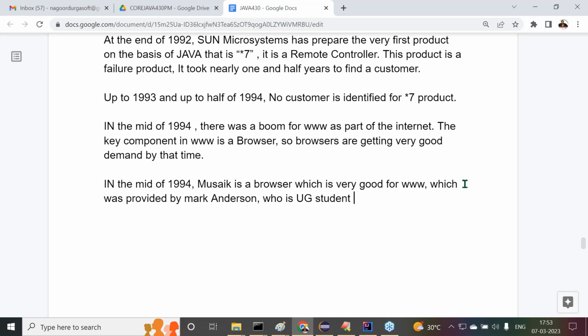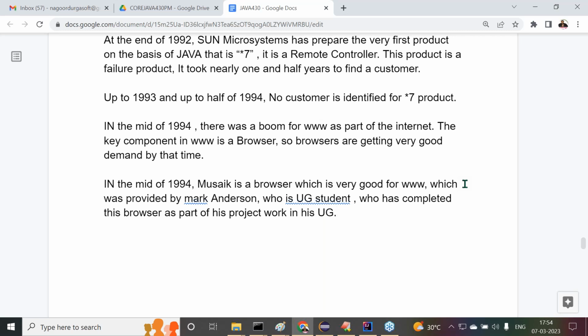He's an undergraduate student who completed this browser as part of his project work in his undergraduation. See, he went to Netscape Communications actually. In Netscape Communications, he went for internship work, no? Internship in the sense of project work, you can understand. As part of his internship, he completed the Mosaic browser.